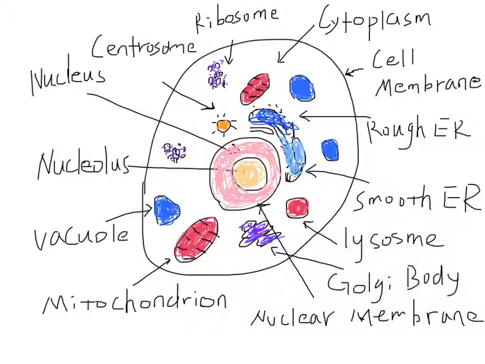And the last one is the vacuole. Fluid-filled, membrane-surrounded cavities inside the cell. The vacuole is filled with food being digested and waste materials that are on their way out of the cell.